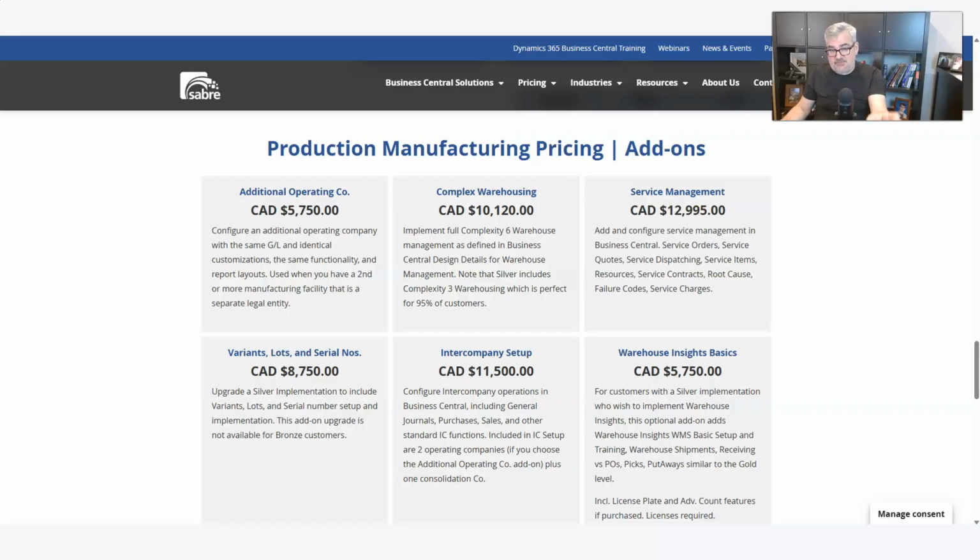By the way, intercompany setup also confuses people. It comes with an additional operating company. So you can't do intercompany without two companies. So we just assume intercompany, you have two companies, the one you start with plus one additional, plus your intercompany configuration.